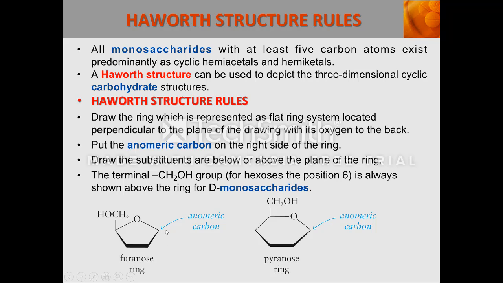Let's describe the Haworth structure rules. First of all, you should draw the ring, which is represented as a flat ring system located perpendicular to the plane of the drawing with its oxygen to the back. Then put the anomeric carbon on the right side of the ring. Draw the substituents below and above the plane of the ring. The terminal CH2OH group for hexoses, actually the position 6, is always shown above the ring for D monosaccharides.